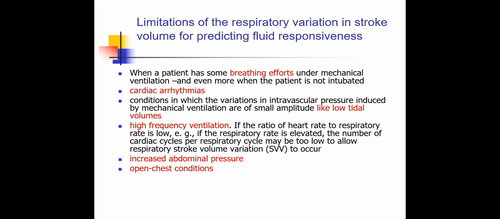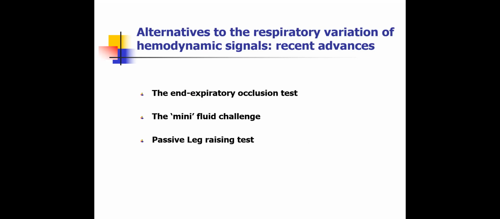Then there are conditions like increased abdominal pressure and open chest conditions. So these are all limitations which can affect the indices which we have already discussed. So next are the alternatives to the respiratory variation of hemodynamic signals. These include recent advances which take away the effect of ventilation variation and arrhythmias and all those things. So let's see how it is.